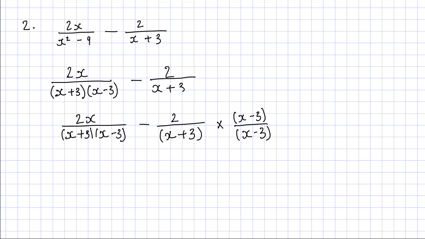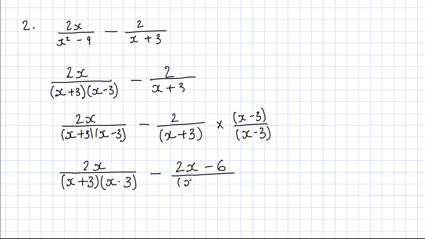Okay, so now I need to multiply the 2 with the x, that's 2x. 2 times minus 3, that's going to be minus 6. So let's write that. 2x over x plus 3, x minus 3, take away 2x and minus 6 over x plus 3 and x minus 3. Okay, so now I have a common denominator, and I have 2x take away 2x minus 6.